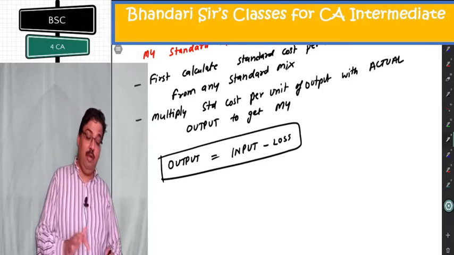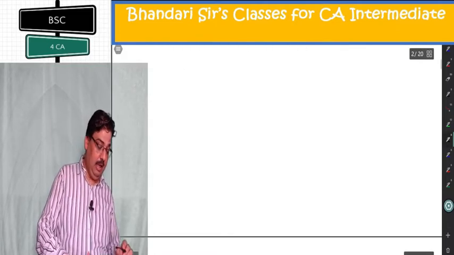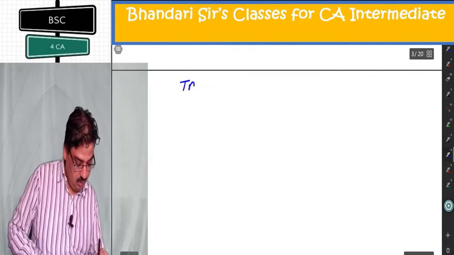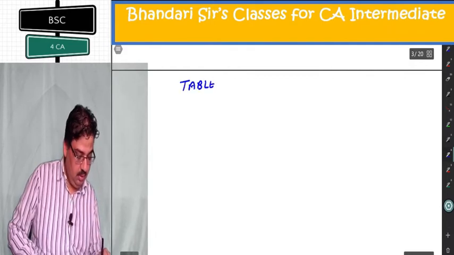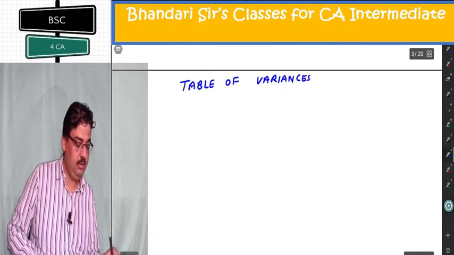Now after we have computed M4, what will I be doing? I will be making a table of variances.